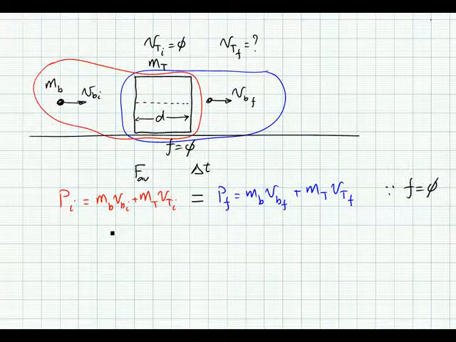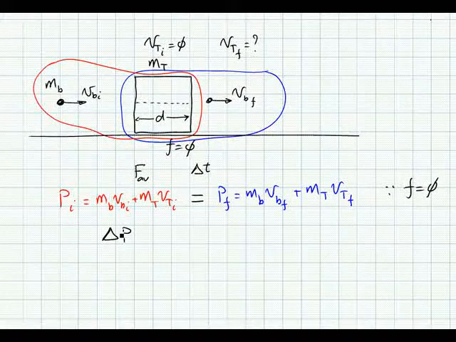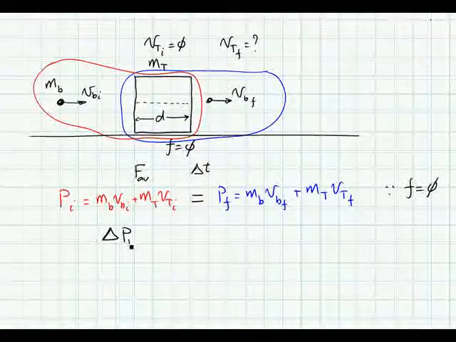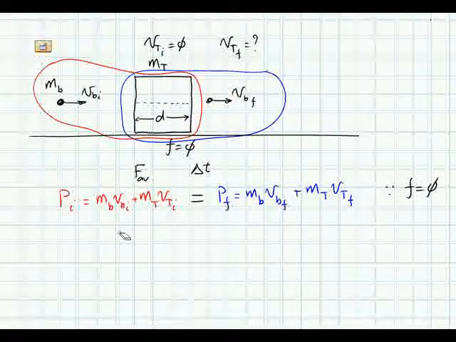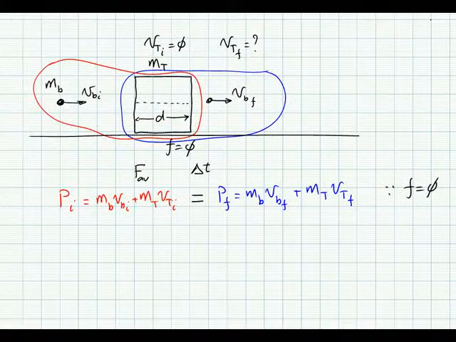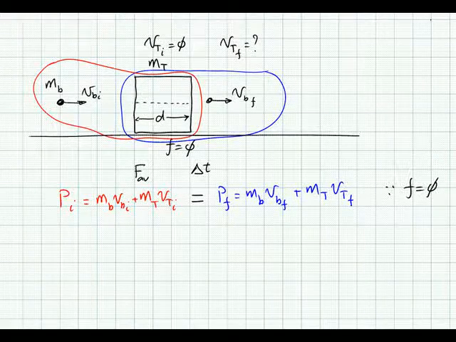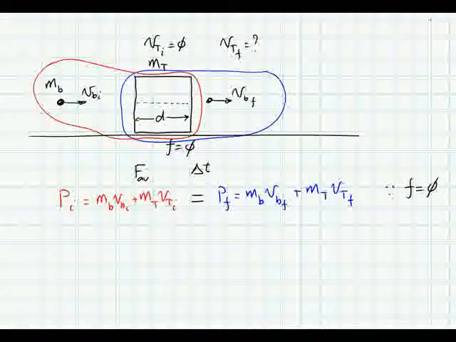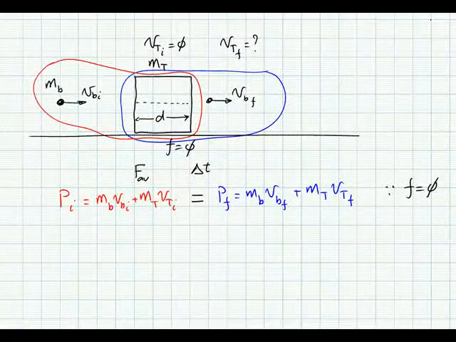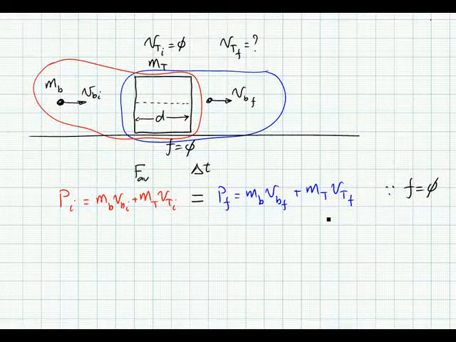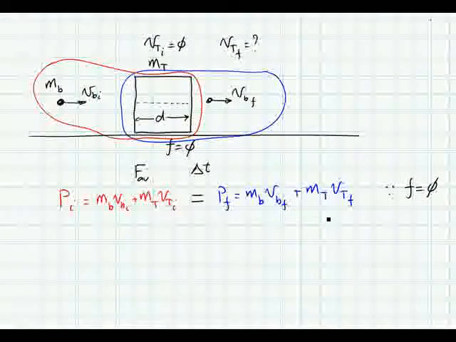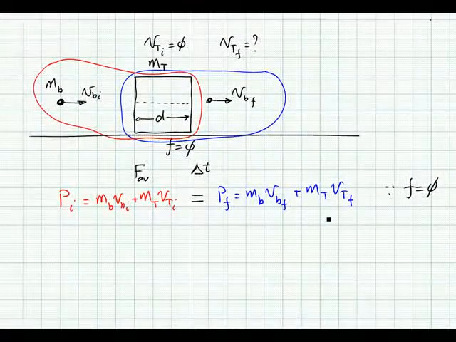So we can figure out what delta P, or change in momentum of the bullet, is. Actually, I'm sorry, before we even go there. So that's one expression that we can derive. From here you can figure out the velocity of the target, velocity of the target final.